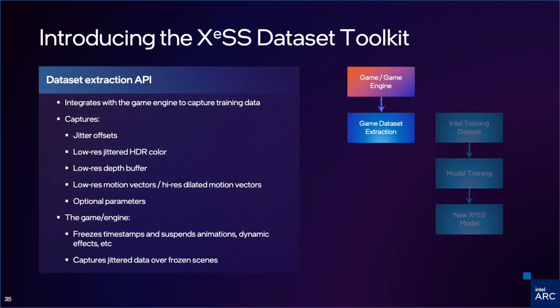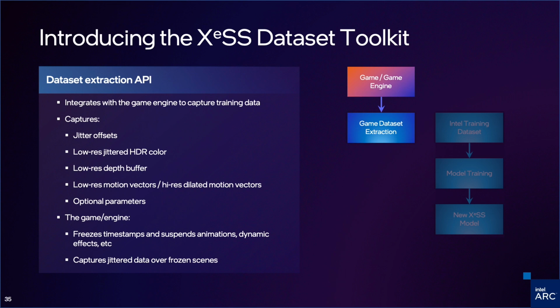XeSS Dataset Toolkit facilitates game-specific model improvements with two new components. The first component is the XeSS Dataset Extraction API, which integrates with the game engine and allows capturing training data. API calls must be put at the same spot in the game code where XeSS is invoked, typically prior to game post-processing effects. The API will make it easy to extract and save XeSS inputs, such as low-resolution HDR color, jitter offset, motion vectors, and depth buffer.